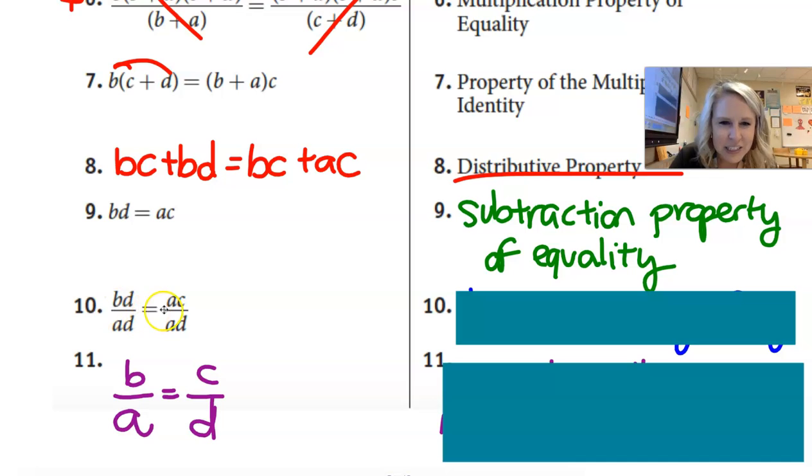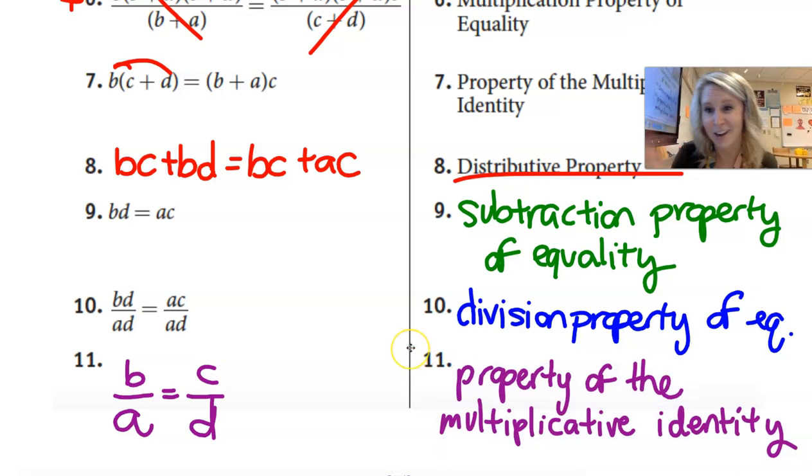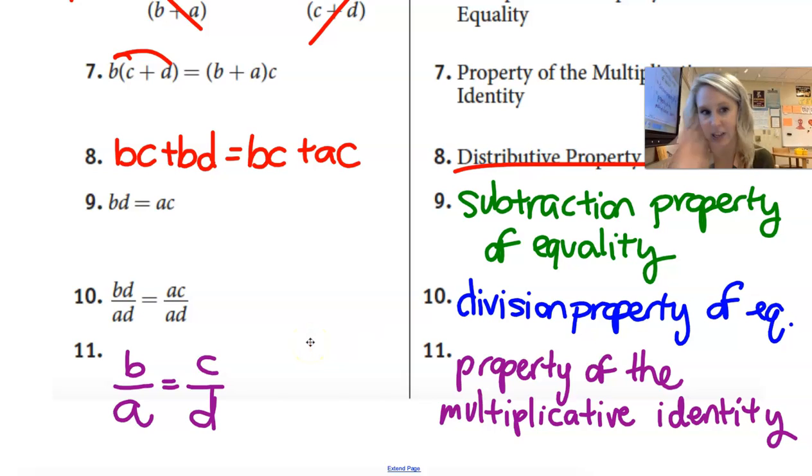Then they divided by A and D, which would be the division property of equality. And then, not gonna lie, I don't know what this means, but that's the final answer: property of the multiplicative identity. Okay, so this is a very long proof that allows us to use our shortcut. And all the shortcut is saying is that B over A equals C over D. Okay, so let me connect that for you guys.